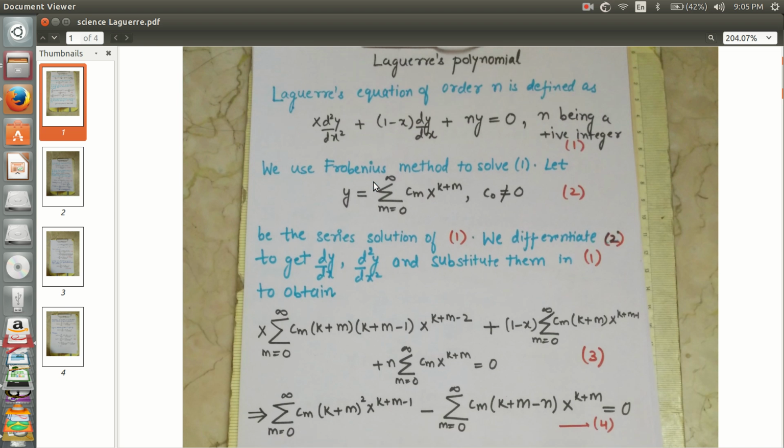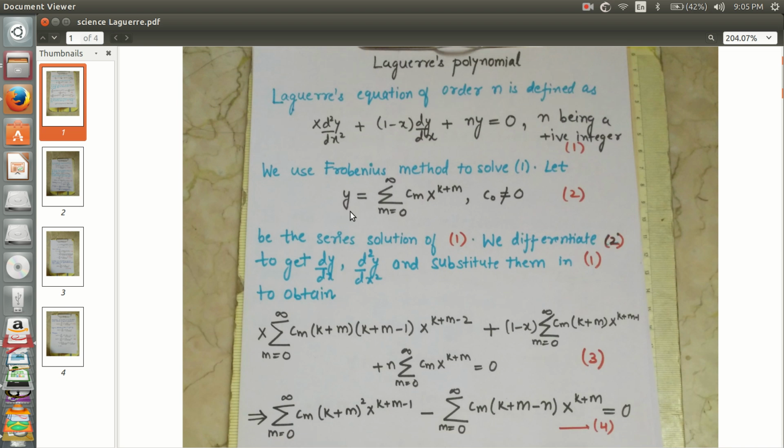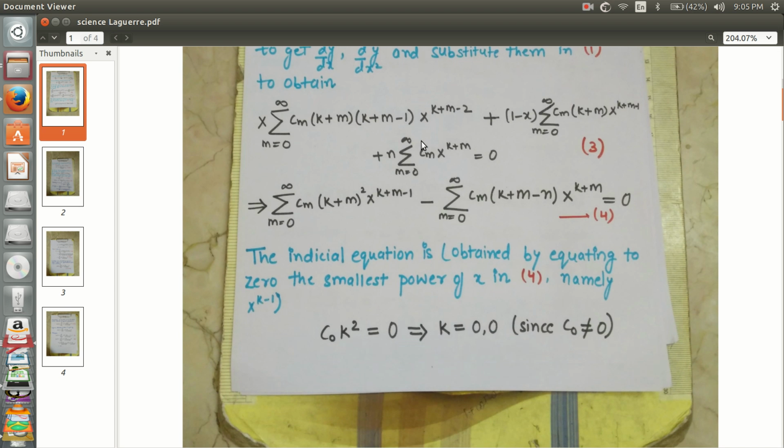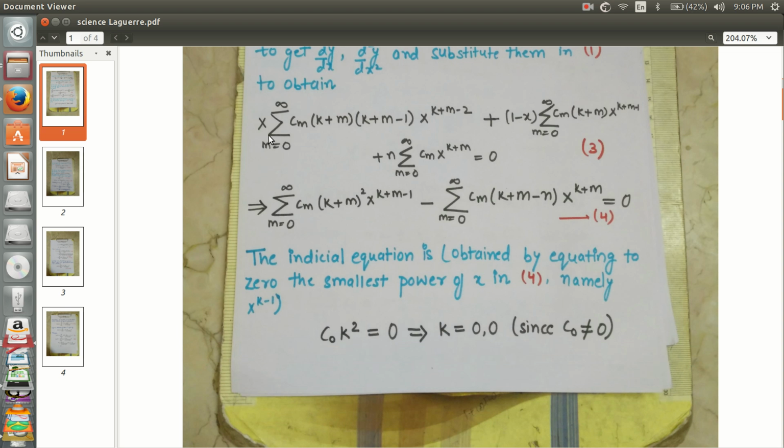So we correspondingly find dy by dx and d2y by dx square and substitute them in this equation. By substituting this, the equation we get is equation number 3. By simplifying equation number 3 further, we get equation number 4. The equation number 4 is obtained by equating.